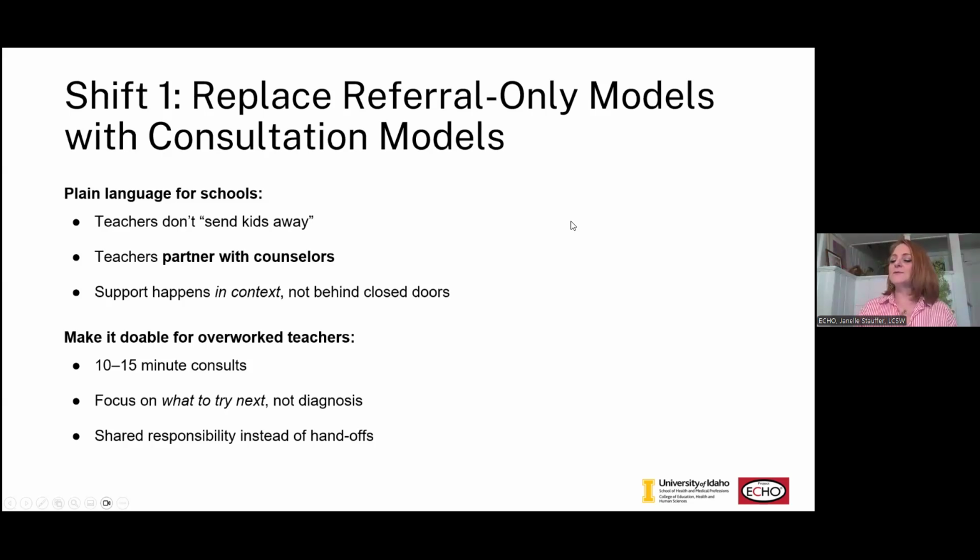We need to move from referral only models. The referral model is the dominant way of doing mental health support in this culture that we live in. We reach out and say, here's a referral for somebody, reach out to them and respond. And I'm suggesting that we change that to consultation models.